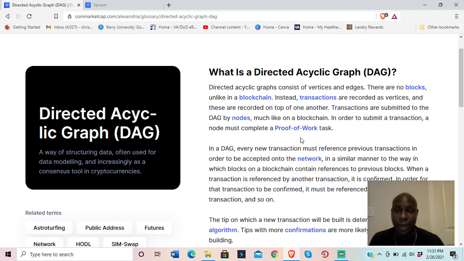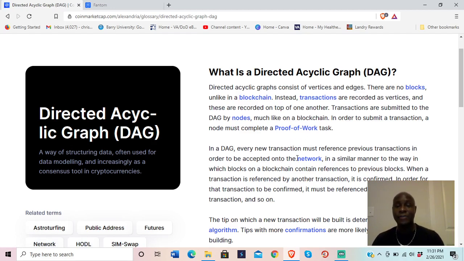Directed acyclic graphs consist of vertices and edges. There are no blocks, unlike in a blockchain. See, this is a different distributed ledger technology, or a different DLT. Instead, transactions are recorded as vertices, and these are recorded on top of one another. Transactions are submitted to the DAG by nodes, much like on a blockchain. In order to submit a transaction, a node must complete a proof of work task.